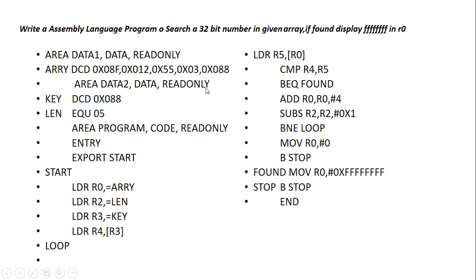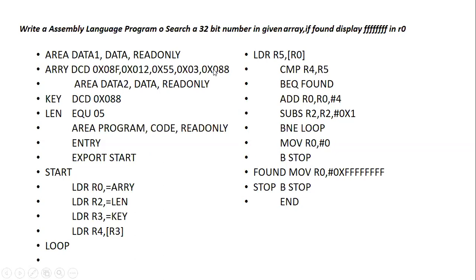Next, we have to find the number. Out of these numbers, we will take one number and find whether this number is present in the data array or not. For that, we define another data segment by the name data2, AREA data2, data segment. Again, it is only read-only access. Then the number that we have to search, we are naming as key. Again, it should be a 32-bit number, so we define it with DCD, and the number is 0x88. So 88 is the number that we have to find in this data.